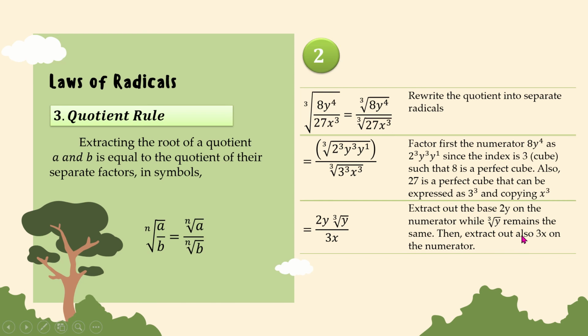Then, extract out also 3 and x on the denominator na siya. So, the index and the exponent of 3 cancel, gawas ang 3. The index and exponent of base x, which is 3, cancel. Goes on 3x on the denominator na siya. So that is our final answer.